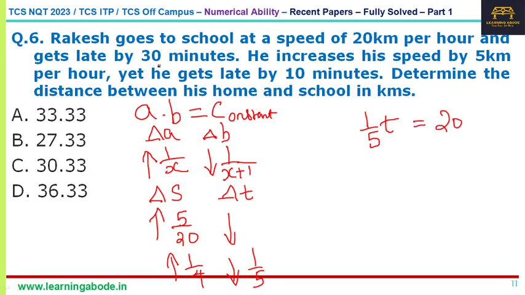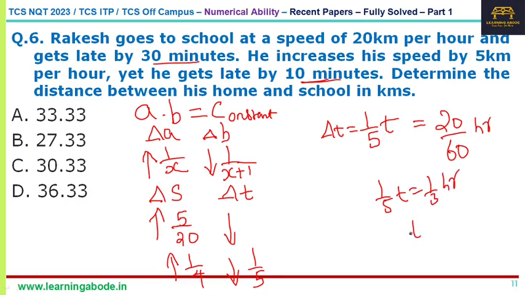So that 1/5 of time, the change in time, that's the 20 minutes. From where did I get the 20? This 30 minutes. In the first case, he is late by 30 minutes. In the second case, he is late by 10 minutes. That means he has saved 20 minutes. Okay, so this is the delta t. The change in time is that 1/5 of time, that's 20 minutes. Better I'll write it in terms of hours. So 1/5 of t is equal to 1/3 of an hour. So time taken is equal to 5/3 of an hour, right?